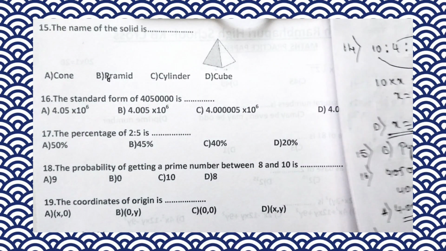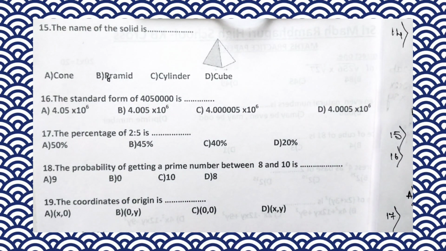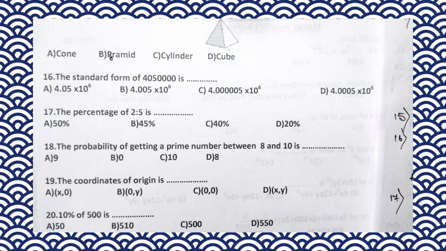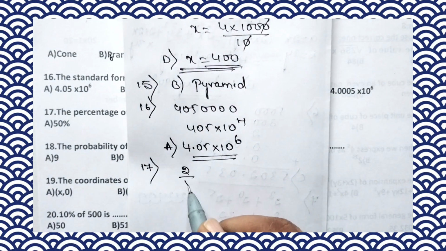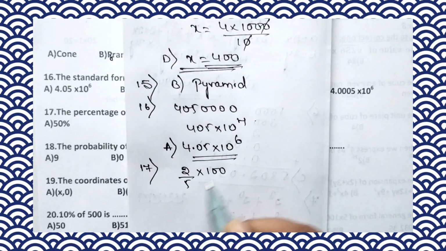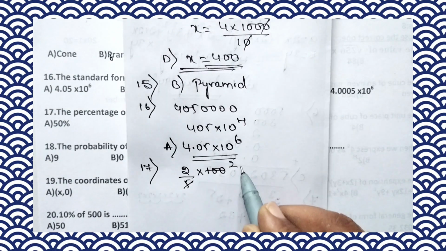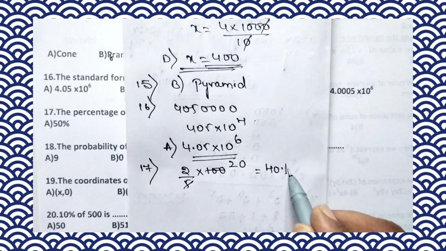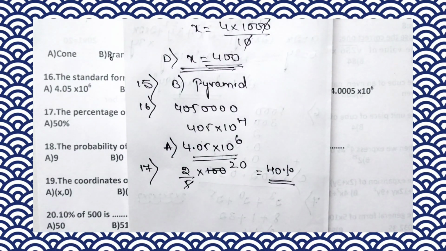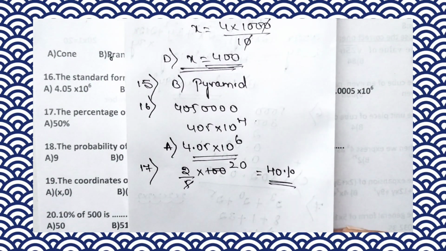Now let us move to the 17th question. The percentage of 2:5 is dash. So now let us answer this question. 2:5 is 2/5 into 100. 5 1s are 5, 5 2s are 10, then 2 2s are 40%. So the right answer for the 17th question is 40%.